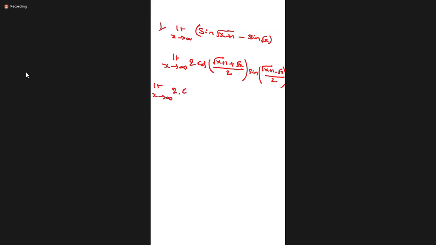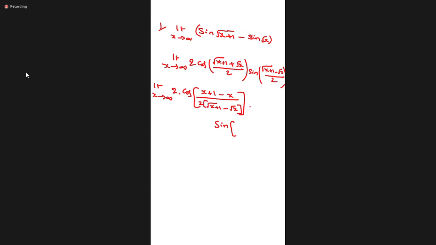2 into cos. Do rationalization. Because roots are there, we have to rationalize to get this simplified form. If you rationalize the denominator, you will get it like this: root x plus 1 minus root x. In the numerator there is already a plus, so you multiply with a minus b. So a square minus b square, the roots cancel. So x plus 1 minus x. Same in the second part also.